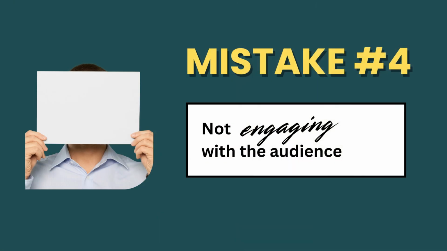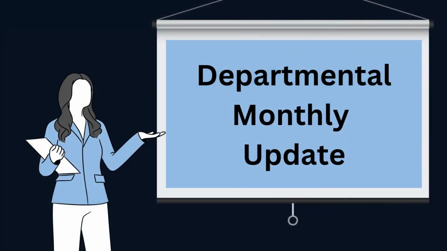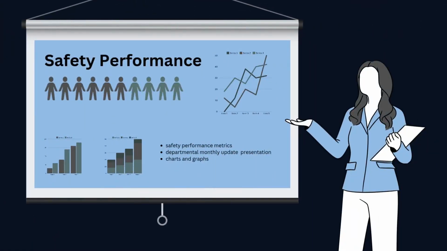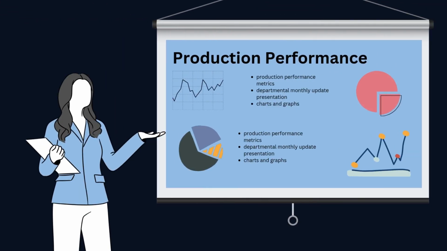Now let's have a look at an example of mistake number 4. Good morning, everyone. Let's get straight into this month's departmental report. We've got a lot to cover, so I'll move quickly to ensure we finish on time. This month, we recorded 3 safety incidents. 2 were minor equipment-related injuries, and 1 was a slip incident in the processing plant. Our safety campaign is ongoing, focusing on hazard awareness, and we expect improvement next quarter. Production figures were slightly below target at 92%.